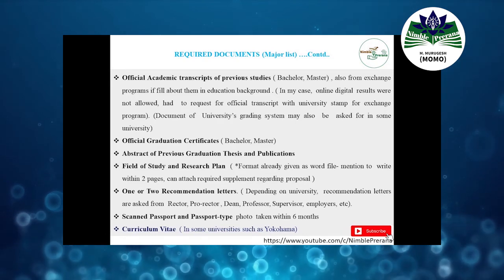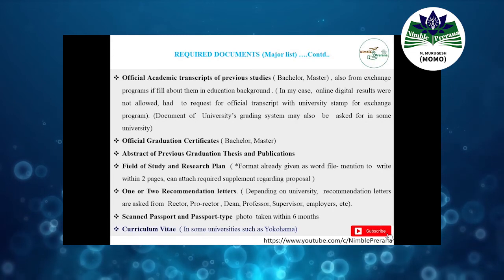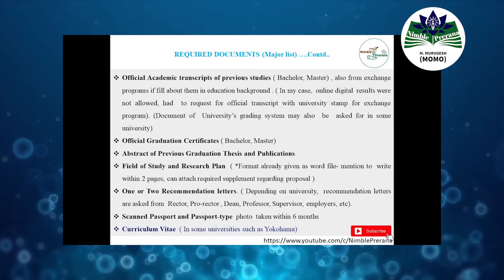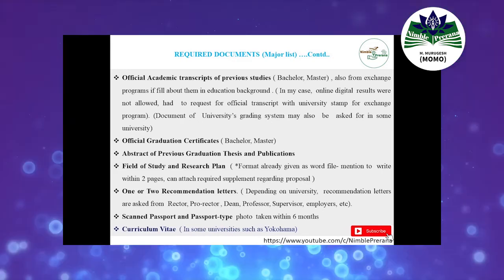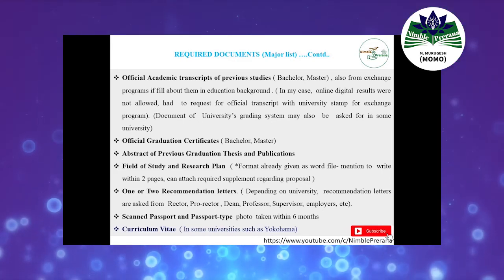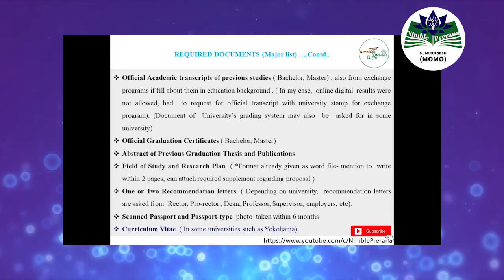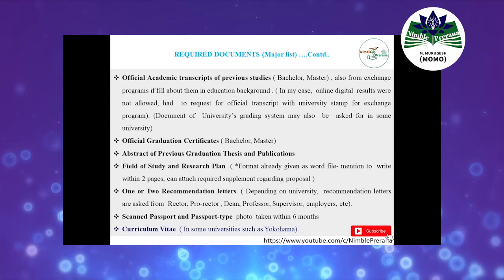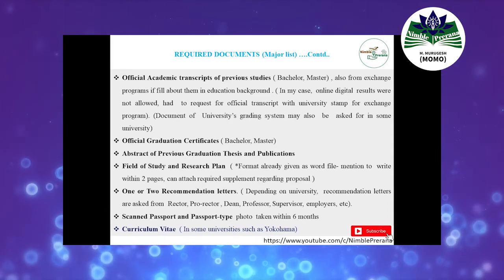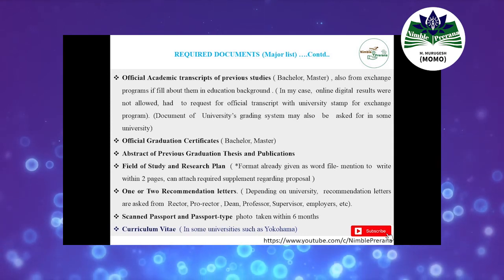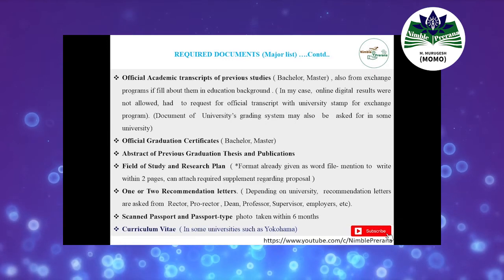That may also include official graduation certificates, abstract of previous graduation thesis and publications, field study and research, and one or two recommendation letters. Depending on the university, one or two recommendation letters may be asked for. Some universities limit the recommendation letters to be from the president or the rector, but some accept them from the pro-rector, dean or professor, supervisor, teachers, employer, etc.